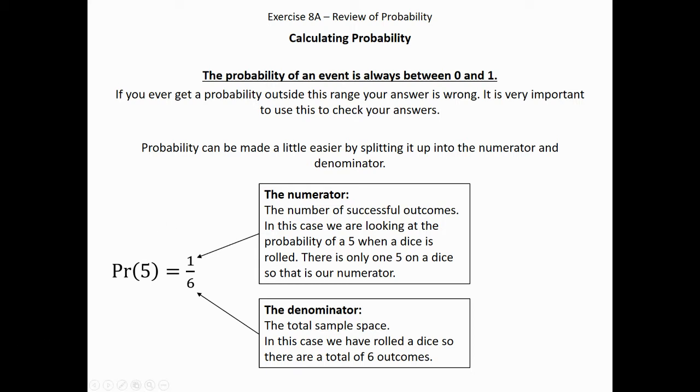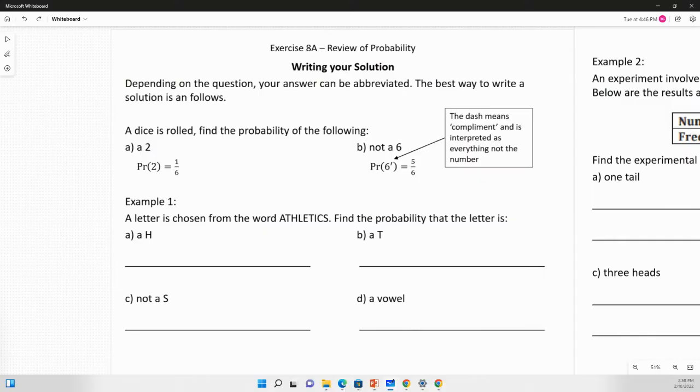So write this down in your book. You might want some notes here. And then we're going to have a look at a little example and focus on how to write your solution. We're looking at that second learning intention now about theoretical probability. So, let's think about writing our answer now.